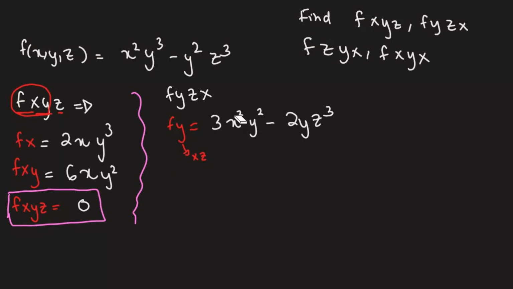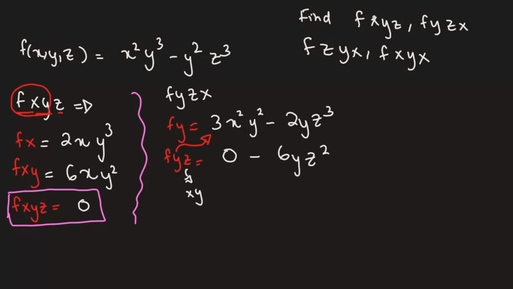Now once we have f of y, next up is to calculate f of y of z. So we are differentiating this function now. We already have f of y here. Differentiating this with respect to z means we are keeping x and y as constant, so this whole thing becomes constant. The derivative of a constant is 0. And here differentiating z only, so 3 comes down, becomes 6yz squared.